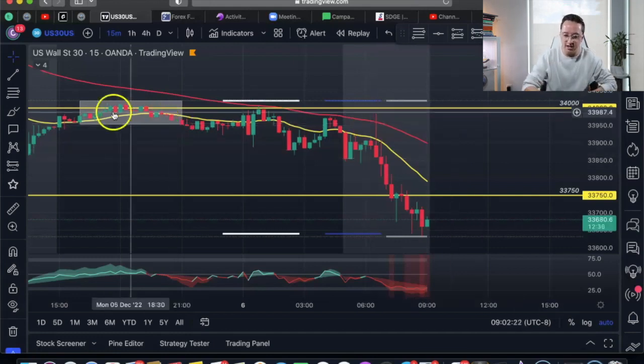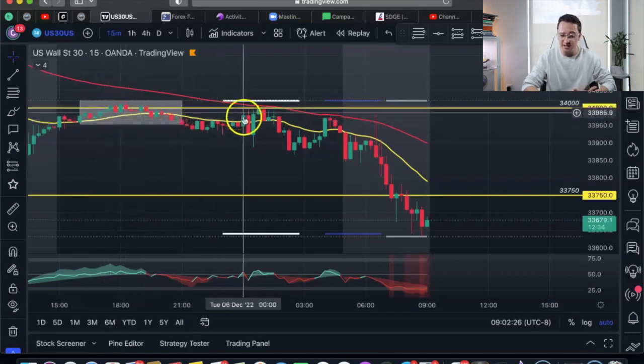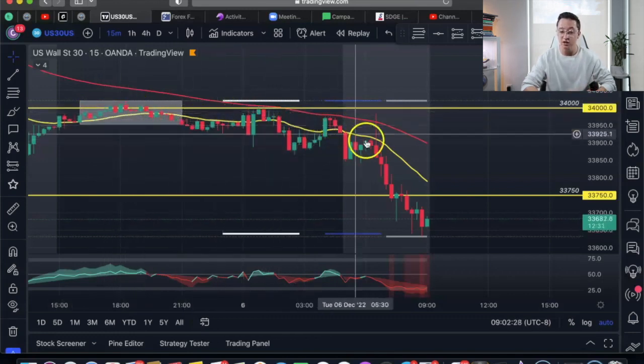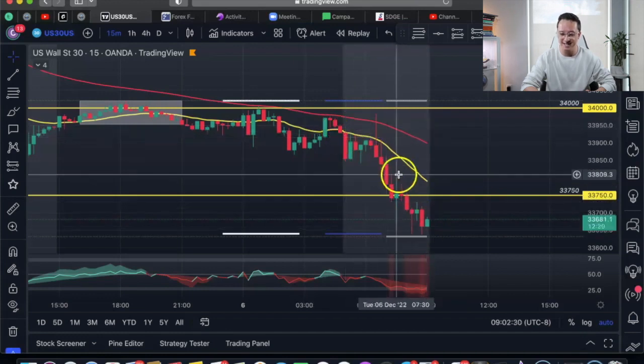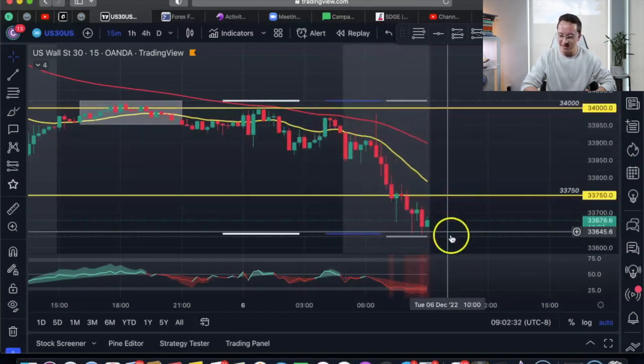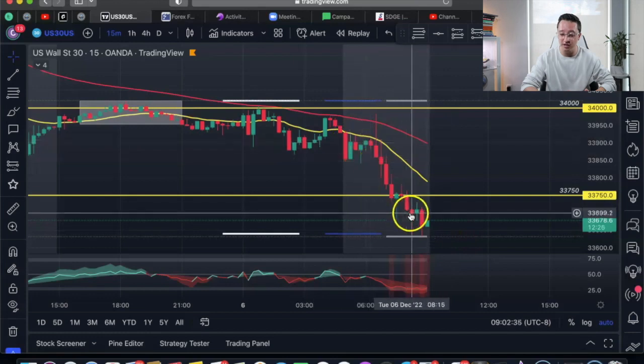Like during the Asia session, we can see it's very, very slow. During the London session, it does kind of pick up, but look at the moves during the New York session, guys. This is how we know we're in the right time when the markets are moving like this.